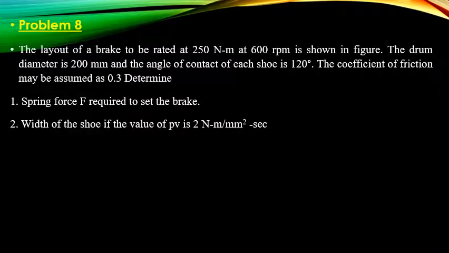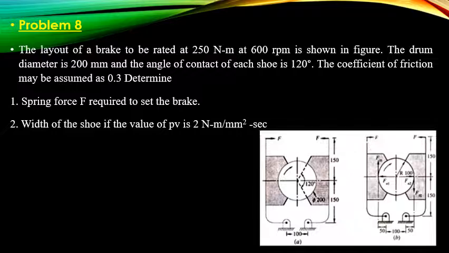Next problem. The layout of a brake to be rated at 250 newton meter at 600 rpm is shown in the figure. The drum diameter is 200 mm and the angle of contact of each shoe is 120 degrees. The coefficient of friction may be assumed as 0.3. Determine, first, the spring force F required to set the brake. Second, the width of the shoe if the value of PV is 2 newton meter per millimeter square second.